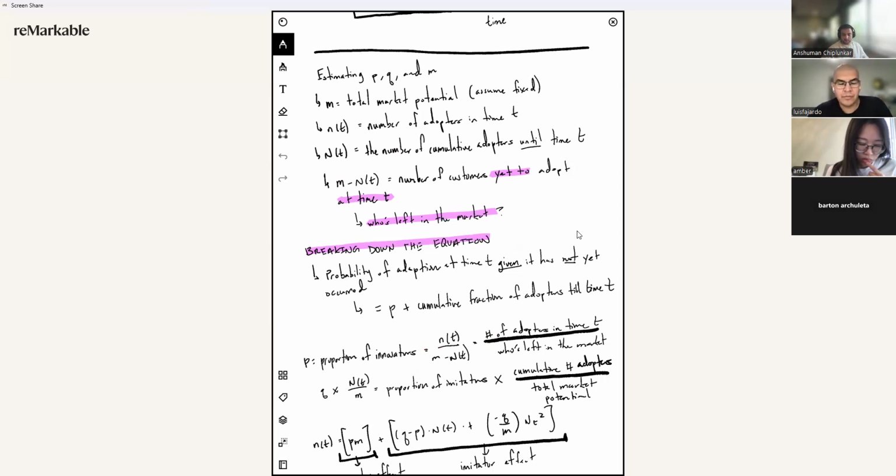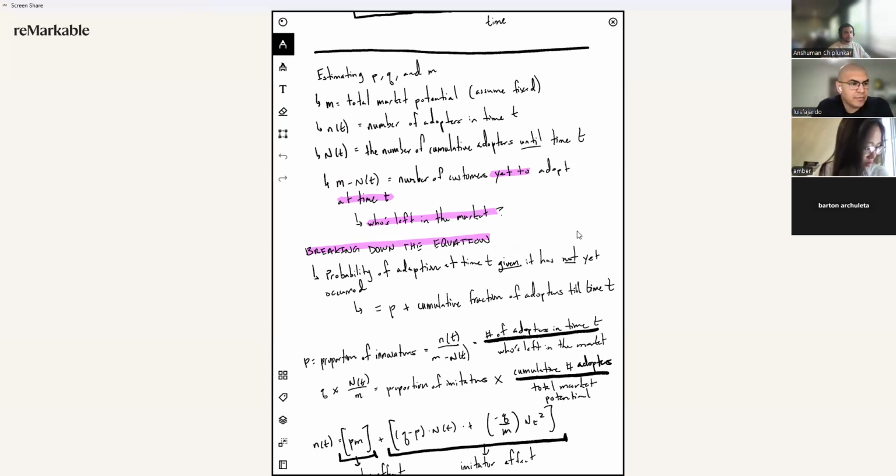That's it. Whereas this other one, Q times big N of t over M, is basically just the proportion of imitators multiplied by the cumulative number of adopters divided by the total market potential. So the first one is just the innovator side, and the second one is the imitator side. The equation is created when you add these two together. So P n is representing this first part, just the innovators, and all of that other junk is the imitator effect.